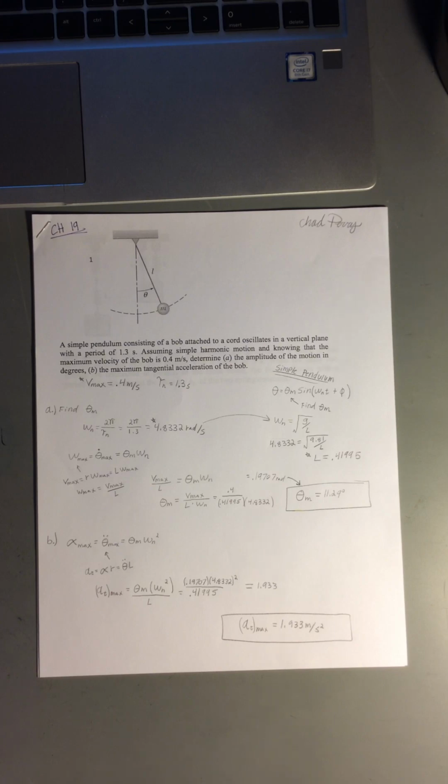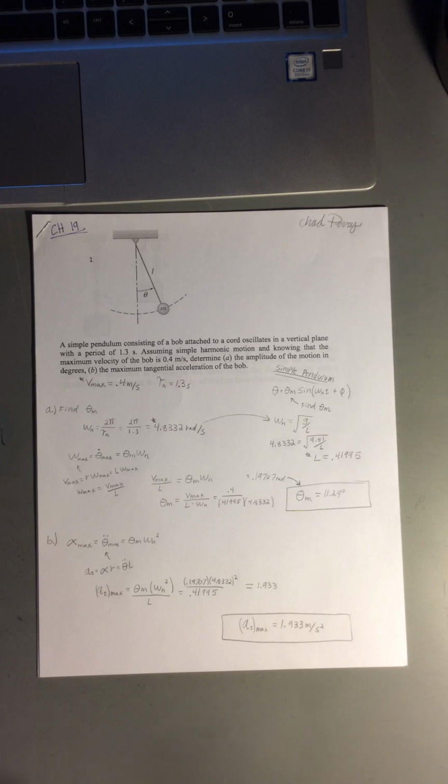And so in this first problem here for this homework set, we're given this diagram here of this pendulum with the angle theta and the length L labeled, and we're told that this is a simple pendulum, and the first thing that we're asked to find is the amplitude of the motion in degrees.